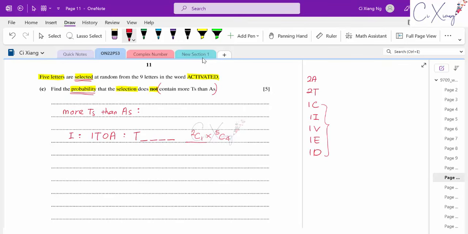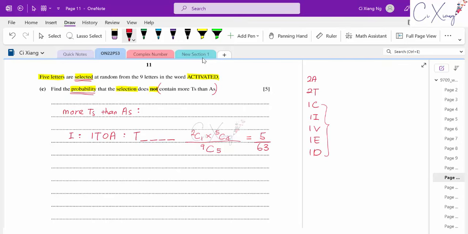Then I need to get the probability, therefore I have to divide it by the total number of selections. The total number of selections means I have 9 letters and I want to choose 5 of them, so 9C5. Then the probability here should be 5 over 63.